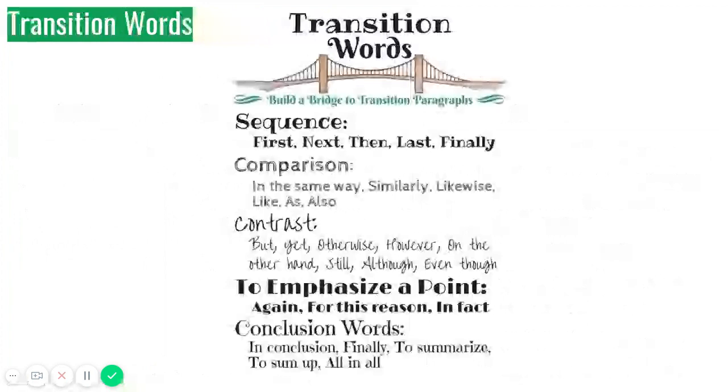If you're emphasizing a point, you might use these transition words: again, for this reason, in fact. If you're concluding, you might write in conclusion, finally, to summarize, to sum it up, all in all. You don't have to copy those down. I just wanted to show you some more examples of them. But you are going to copy these down.